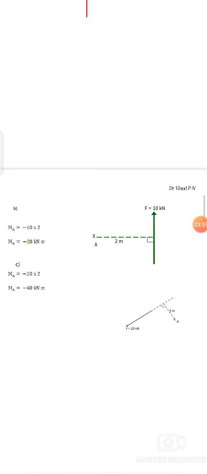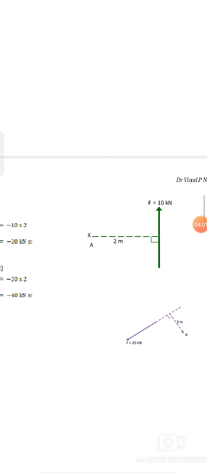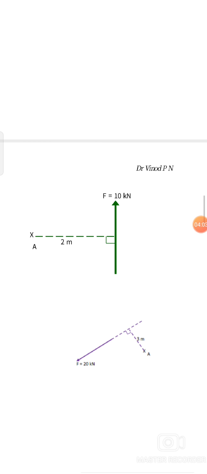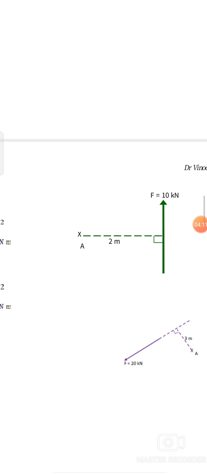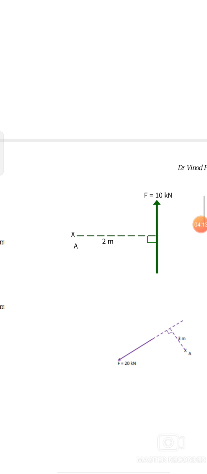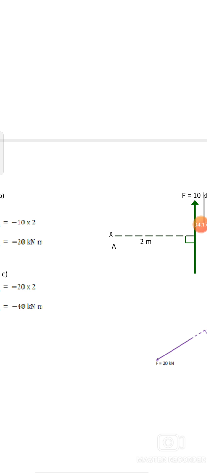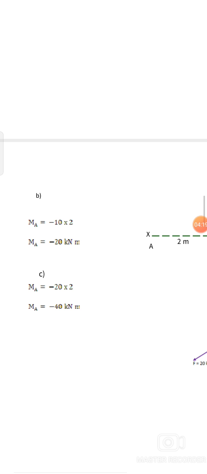Then the second case we can see here is opposite to the previous one. There is a vertically upward force which is 10 kilonewton. Instead of horizontally right, now it is horizontally left of the x-axis, 2 meter towards point A. If F has to come towards point A, then it has to come towards the left, then it will become anti-clockwise. That is minus 10 into 2, so minus 20 kilonewton meter.